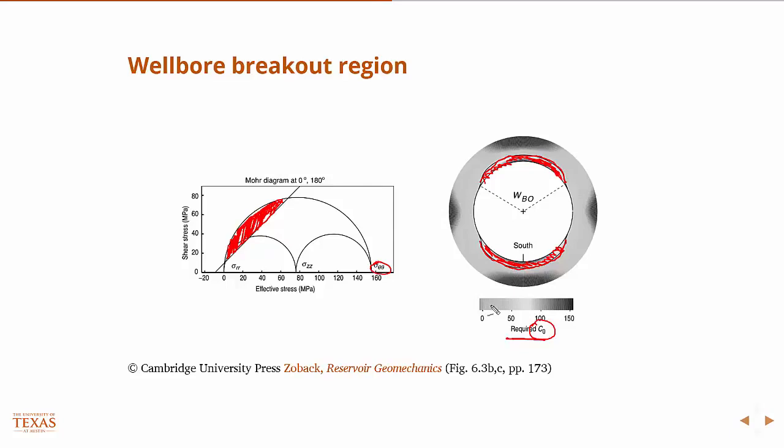So again, this figure is in color in the book. If you want to take a look, you'll be able to see. But basically, it just shows that, in these areas where there's a high C0, then the rock needs to be stronger in that area to avoid having wellbore instability.